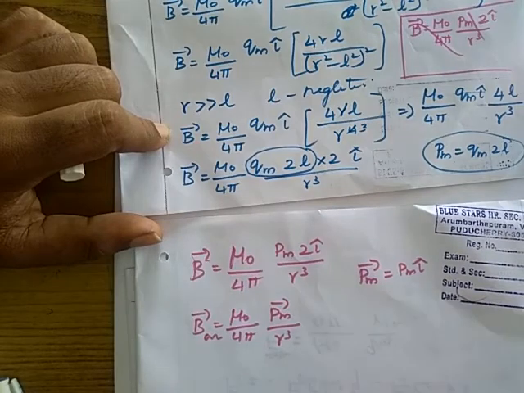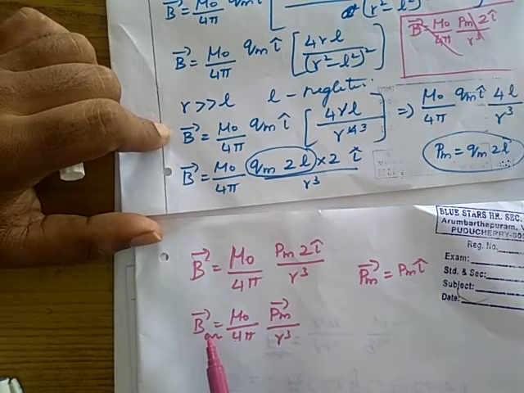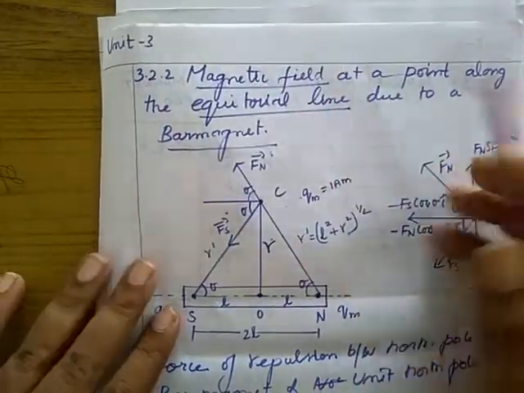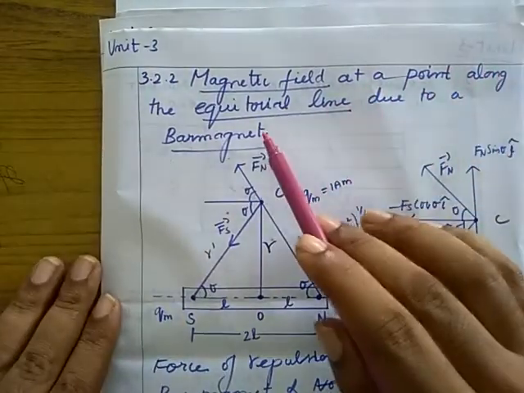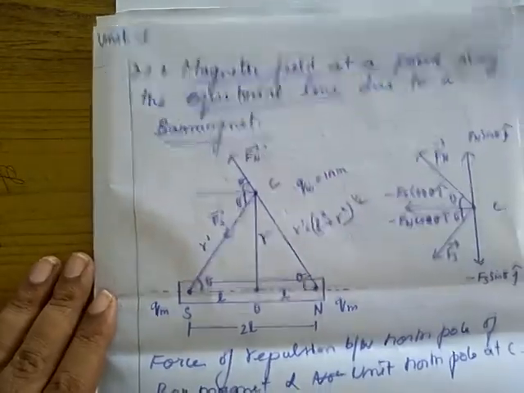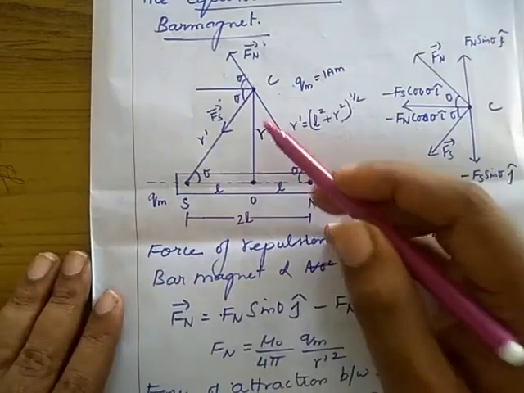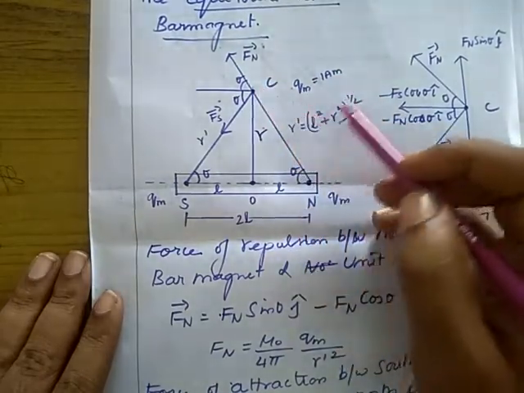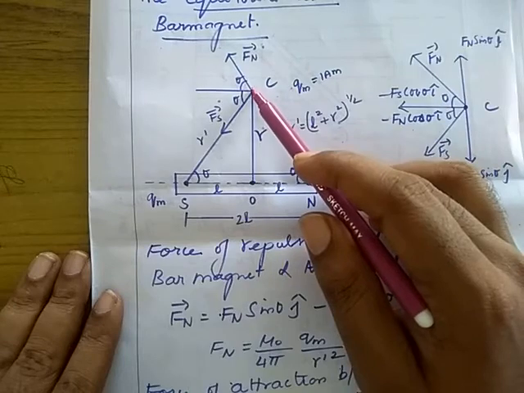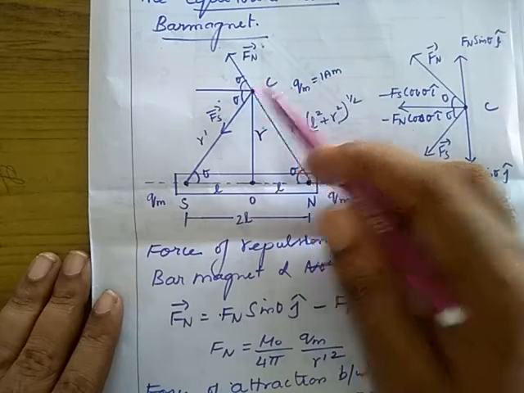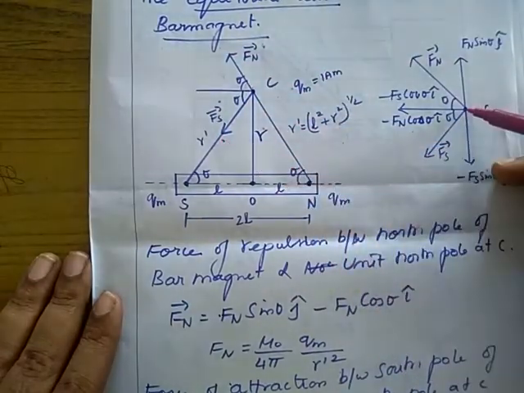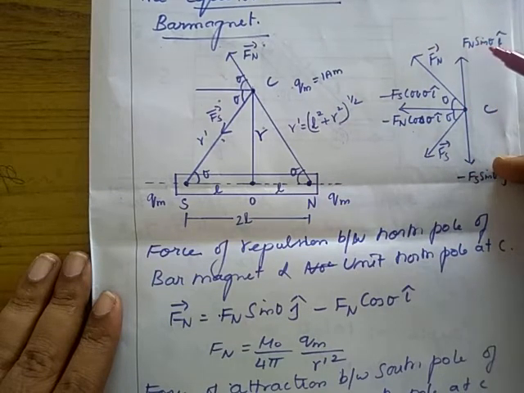This equation indicates that the direction of the magnetic field is in the direction of the magnetic dipole moment. Now, in this topic we find the magnetic field at a point along the equatorial line due to a bar magnet. The equatorial line is normal, that is perpendicular, to the bar magnet. Here also we place the test pole, a north pole, at the point C. The force of repulsion is in this direction and the attraction is in this direction. Then by using a free body diagram we find the net force, Fn vector.